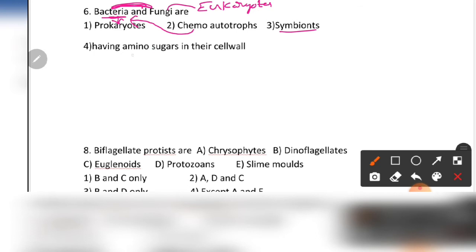wall. What about amino sugar? Amino sugar is nothing but a hydroxyl group replaced with an amino group. For example, if it is a fungus, the fungi cell wall is chitin, made up of chitin. The main composition of the chitin is N-acetyl glucosamine.